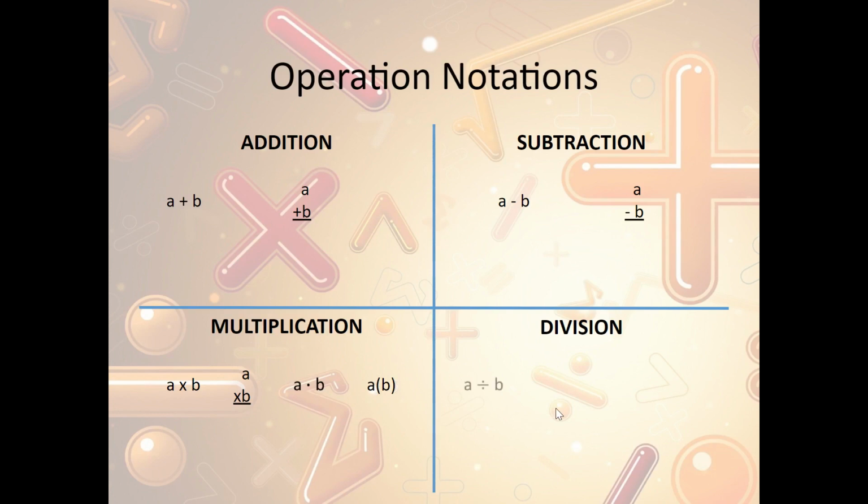Now division. Division can be written as a divided by b with this little division symbol. It can be written in long division form as a divided by b. Or it can be written as a fraction, a divided by b like this. It can also be written as a slash b. So these are all ways we can write integer operations.